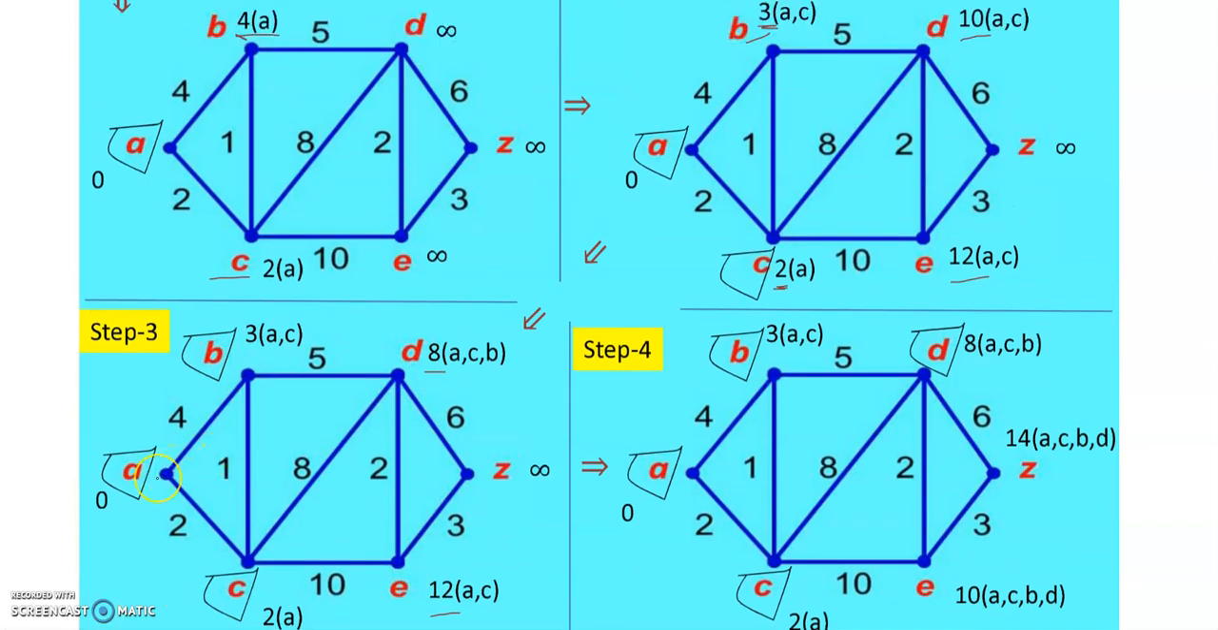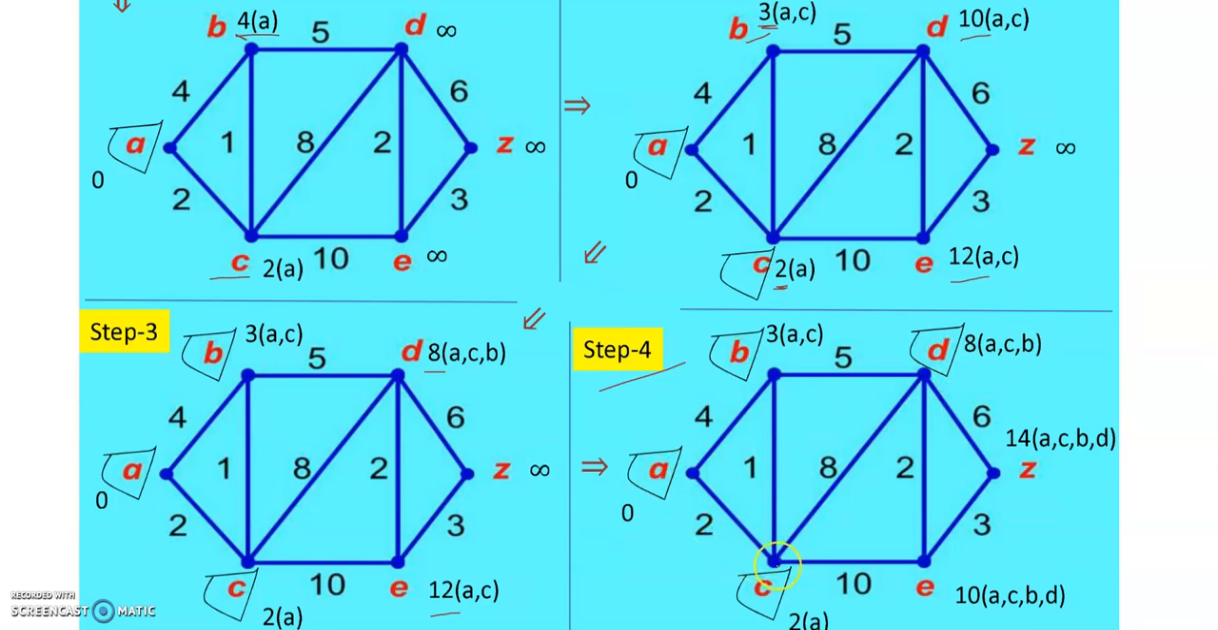See now, after fixing the minimum values for the vertices A, B, C, now we are getting for D that minimum distance is 8 with A, C, B. So now, see in step 4, we can make a circle for this D, because now this is the lowest or minimum distance to reach D from A, that is A, C, B.